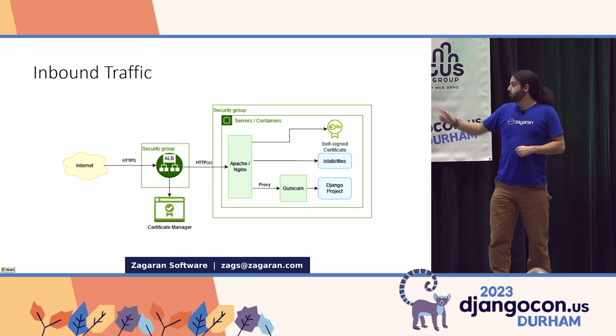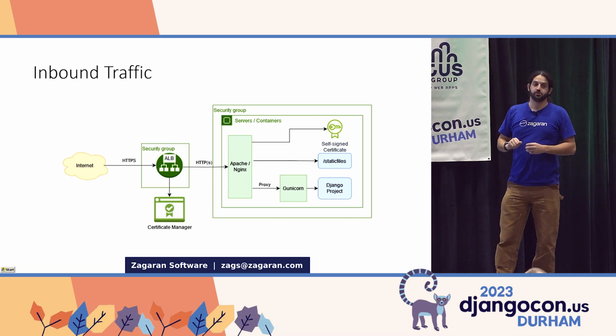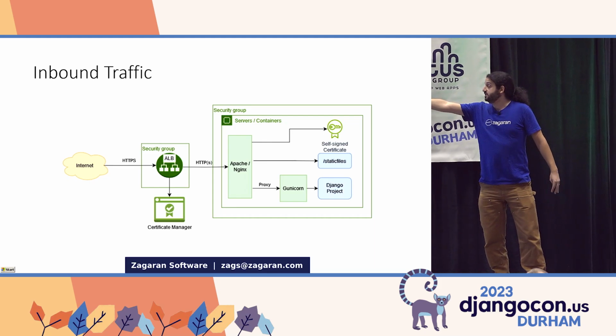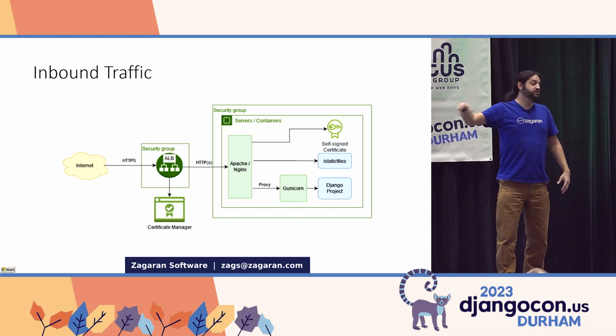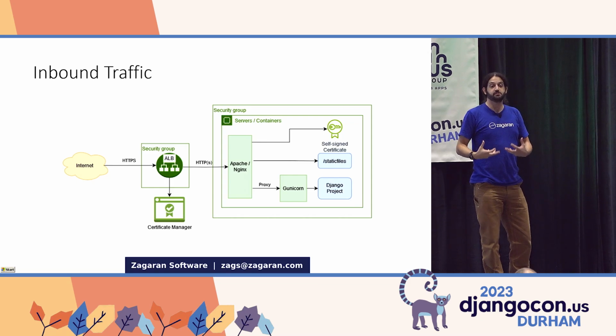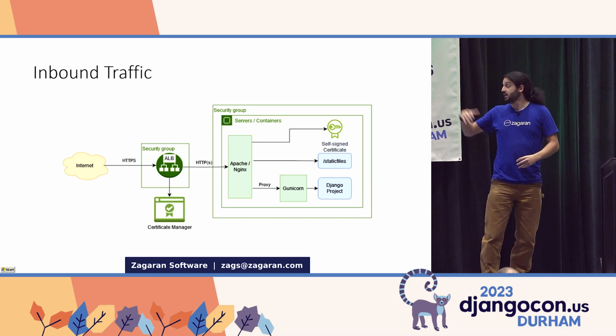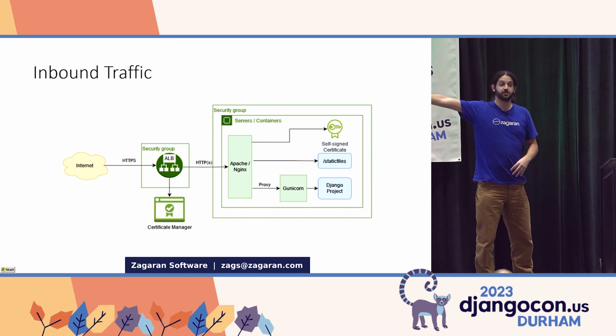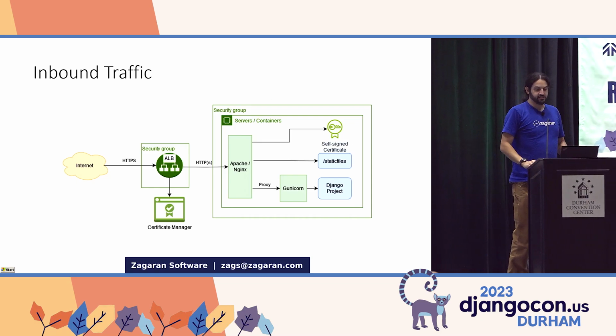Then you need a web server, something like Gunicorn, to serve your Django project. Now, in this model here, this is serving your static files from the same place as your Django project, which I love doing because it makes it really easy to coordinate those deploys. That's not the only way to do it, but that is the way I'm going to show you in these next few slides.